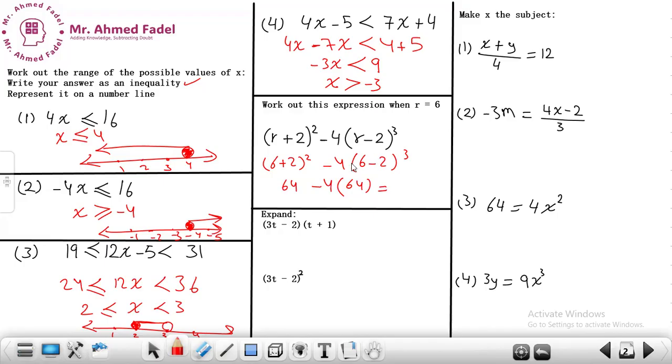Equals 64 minus, you're going to find the 4 times 60 is 240, and 16 is 256. I just did the long multiplication, but mentally, you can just do 64 times 4. You're going to find that it is exactly 256, like what I've done right now.